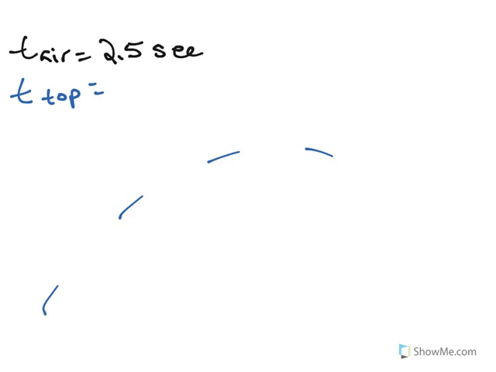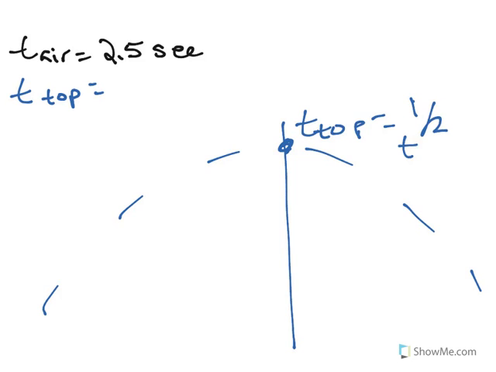So first of all, the time in the air is just however long it was up there. So that was 2.5 seconds. The second part was, how long did it take to get to the top? Well, you should recognize by now that if it follows a path like that, this is the midway point. The time to the top is equal to 1/2 the time that it's in the air, because the time it takes to get to the top is the halfway point. So 2.5 seconds divided by 2 is 1.25 seconds.